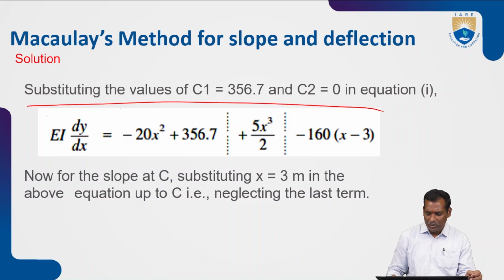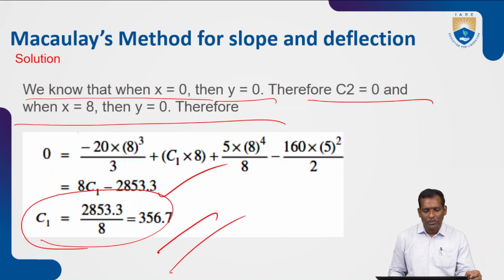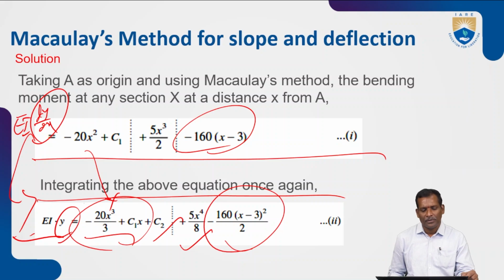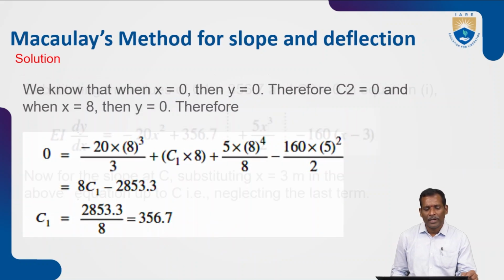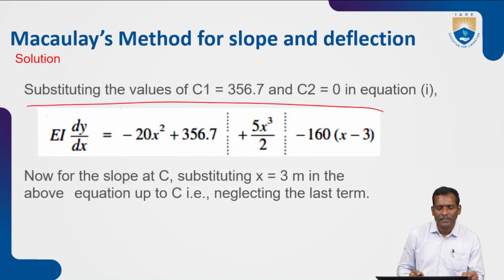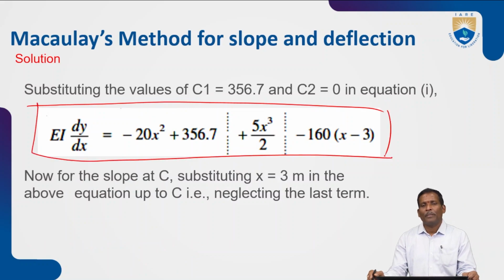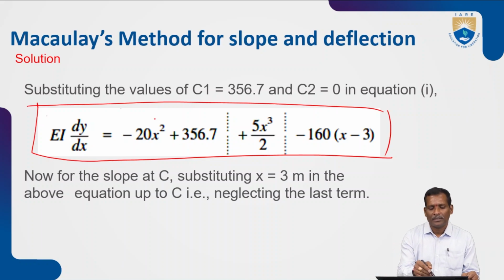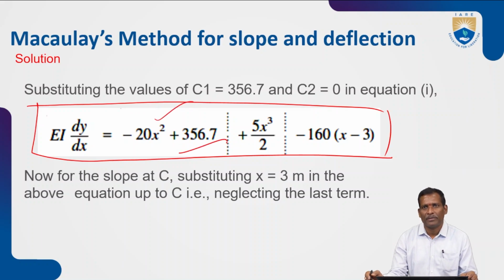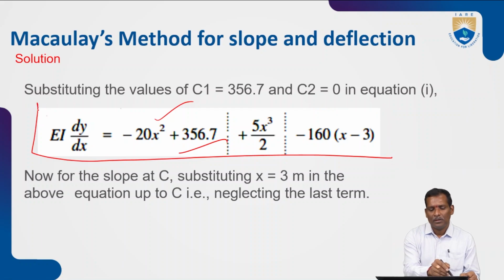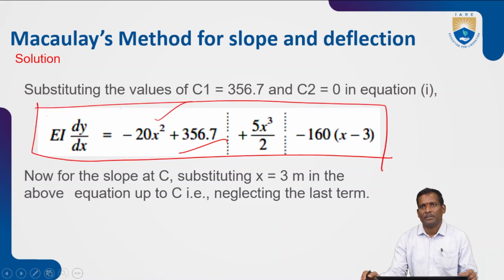So now substitute those values in this equation. EI into dy by dx is equal to minus 20 x square plus 356.7 plus 5x cube by 2 minus 160 into x minus 3.